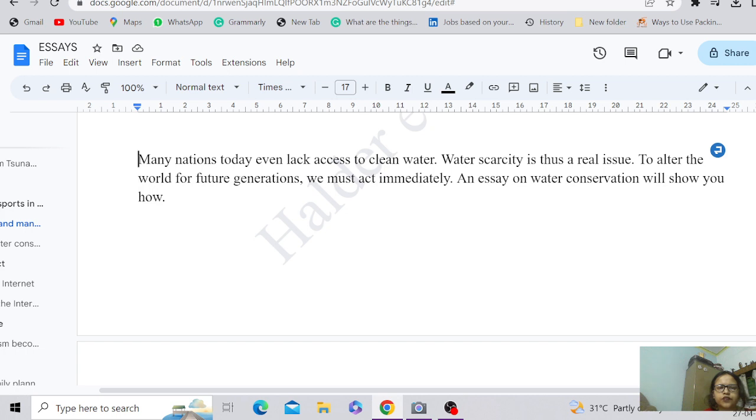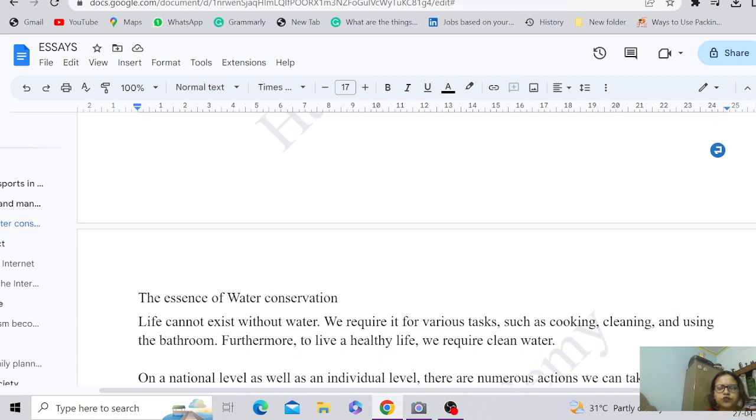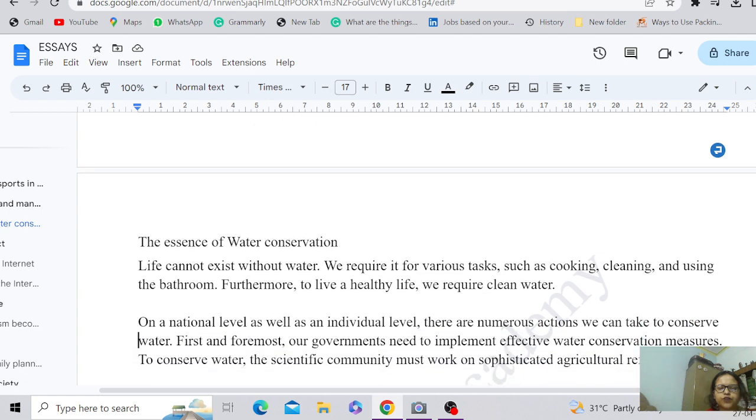Now, nations are actually having less access to clean water, and water scarcity is a real issue. That is, we are going to face a real issue. Water scarcity means the availability of clean water for consumption, to survive, to use, to bathe, to cook. So scarcity of water is a real issue. To alter the world for future generations, we must act immediately. If we need to alter the whole world for a better future, we need to act promptly. An essay on water conservation will show you how. That is how we can contribute to conserving water, to storing water for a better future.